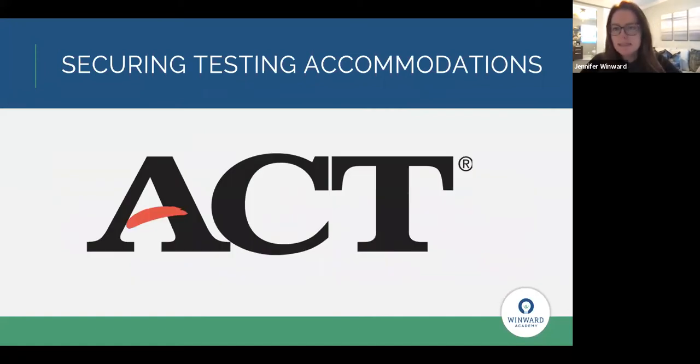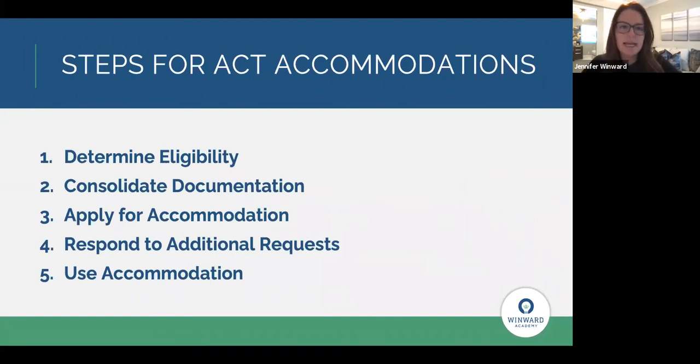So I'm going to start with ACT. We're going to start by going through the 5 steps that you have to take to secure accommodations from the ACT. And by the way, I'm also going to give you insights around the different accommodations that they offer. Sometimes parents aren't even aware of things that they can ask for their kids. So I want to make sure to go through that with you.